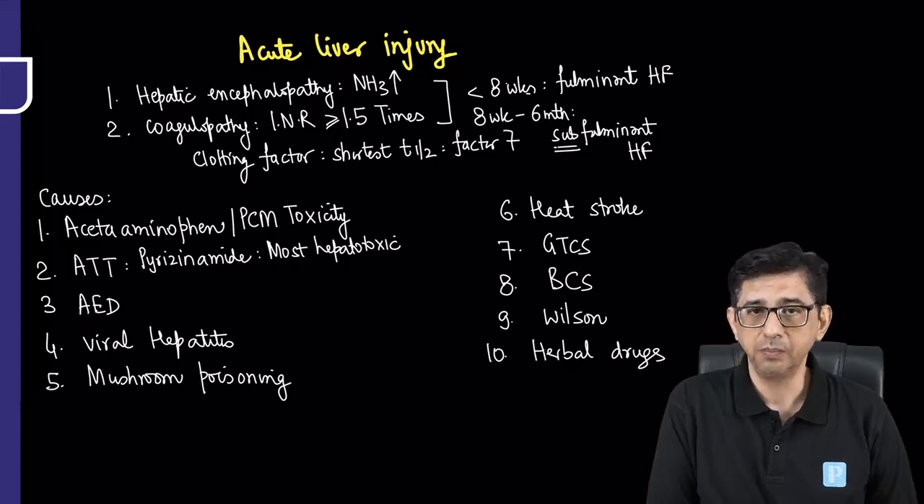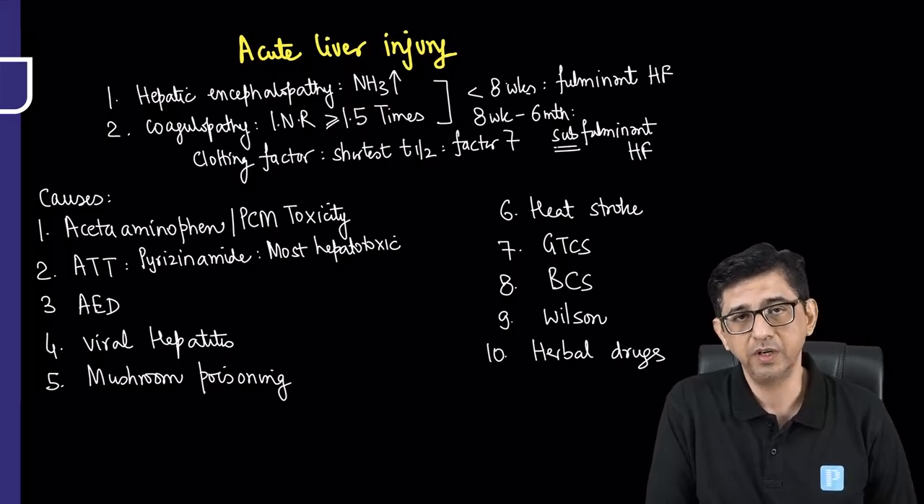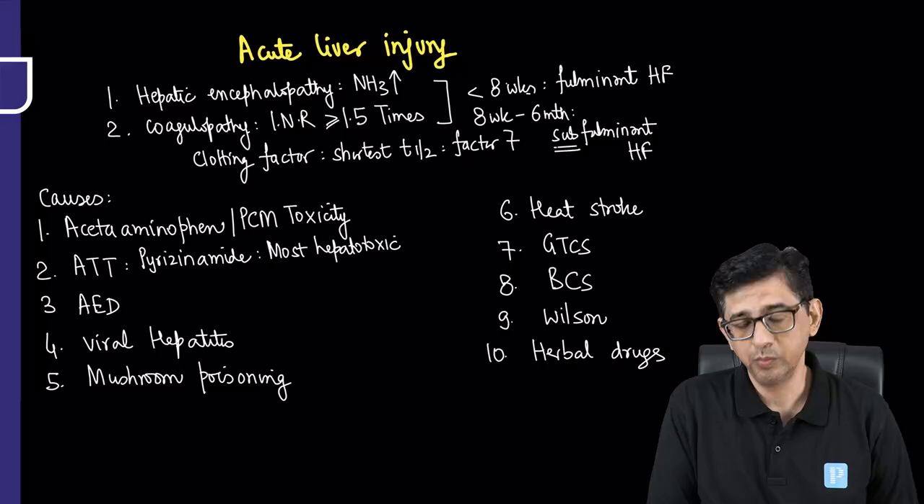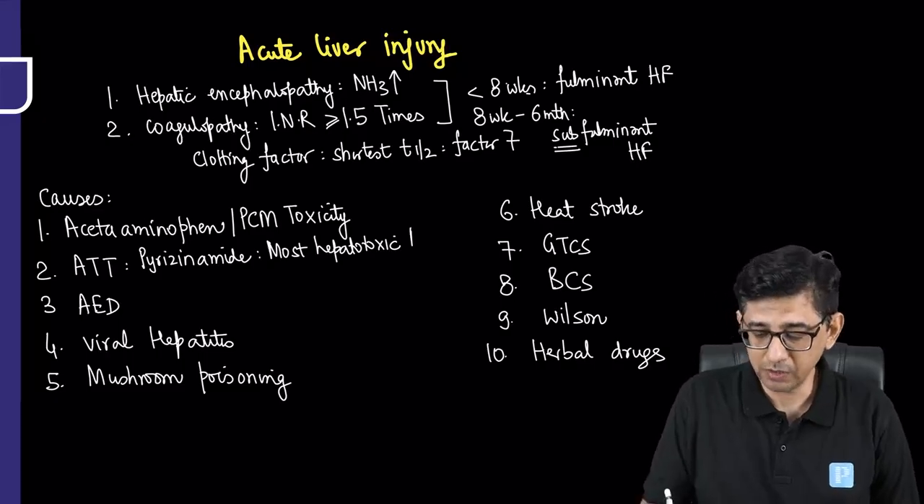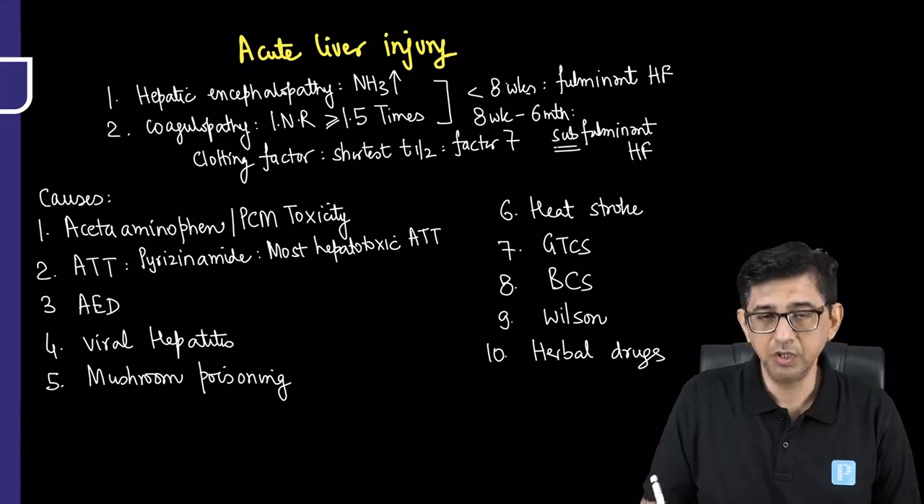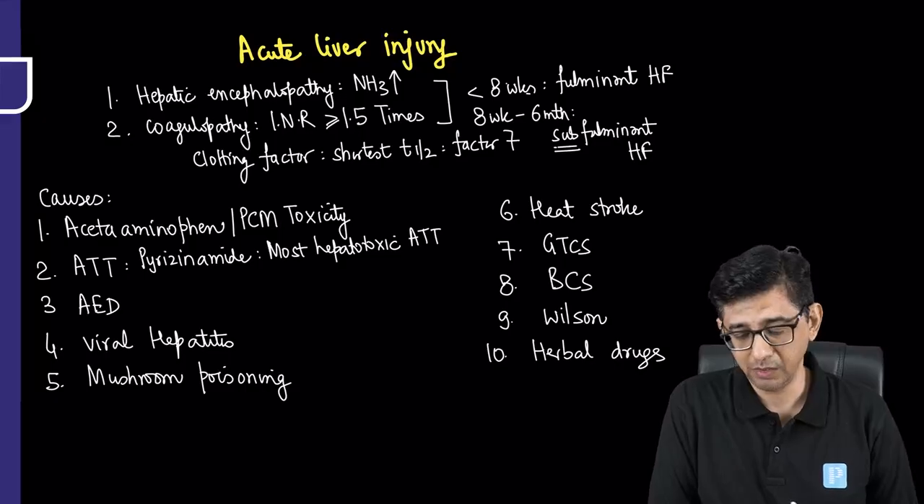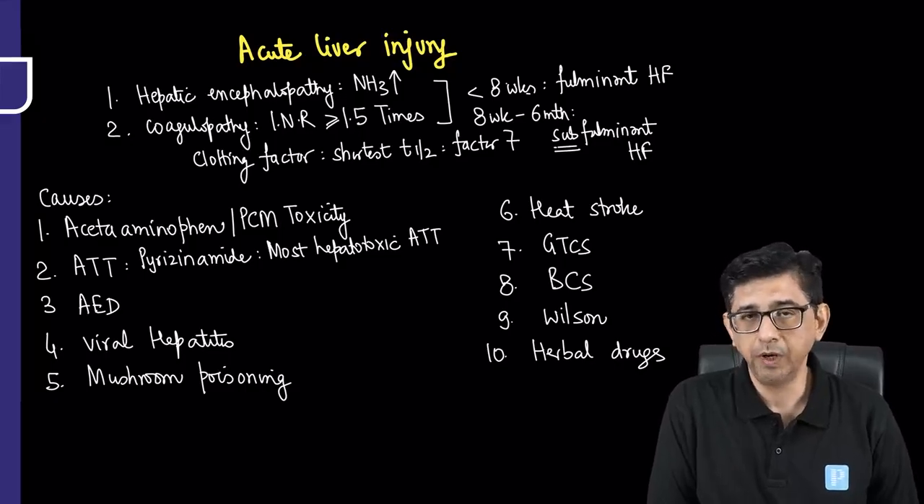But as far as pyrazinamide is concerned, it can also cause damage to the liver, and in case the LFT starts getting deranged, then we will have to discontinue pyrazinamide. It's one of the most hepatotoxic antitubercular drugs in a comparison between the initial 4 drugs that are used, that is INH, rifampicin, pyrazinamide, and then ethambutol. Then antiepileptic drugs can again cause the same acute liver injury.